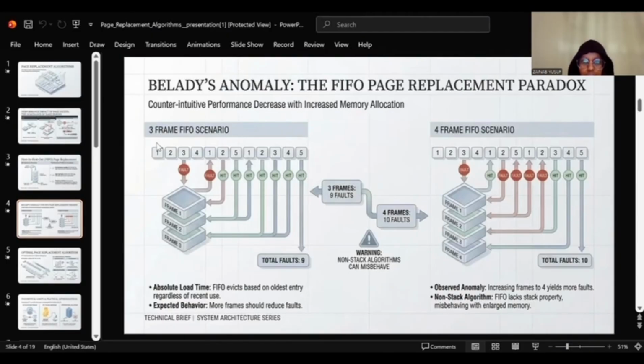Belady's anomaly, the FIFO page replacement. FIFO also suffers from Belady's anomaly. Sometimes adding more memory actually makes things worse. For example, in the example shown in our slide, 3 frames cause 9 faults, but 4 frames cause 10 faults. This counterintuitive behavior happens because FIFO doesn't preserve useful pages when memory grows.